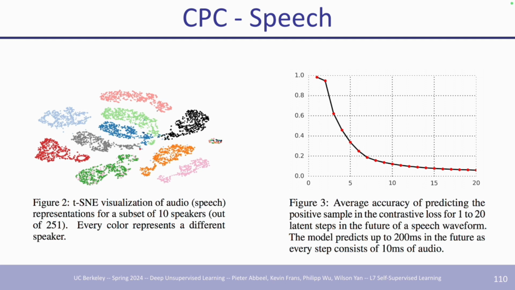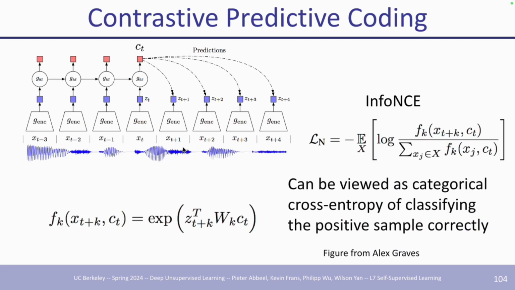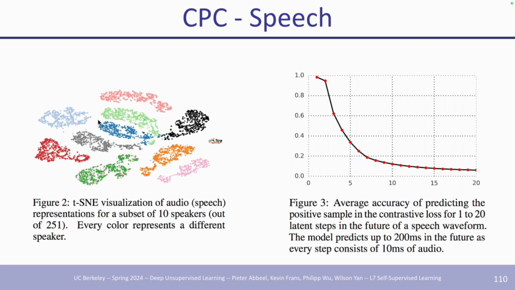So this is kind of a visualization of what happens after you do this type of pre-training with this InfoNCE objective. On the left is a visualization of, they take 10 different audio chunks and then they encode it with their encoder G over here, and then they look at the t-SNE visualization. All of the ones of the same color are colored by the speaker. And so you can see that the model has been able to learn representations that can cluster together different chunks of that waveform from the same speaker effectively.